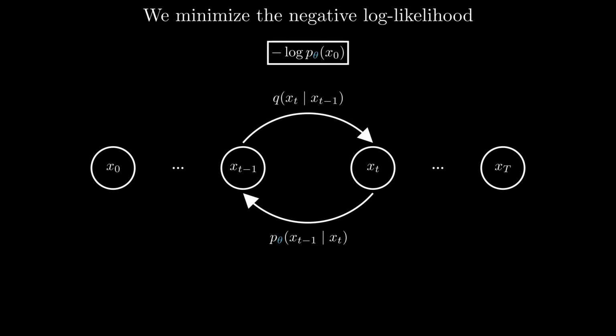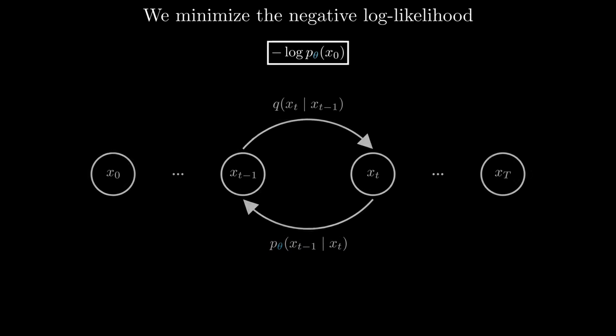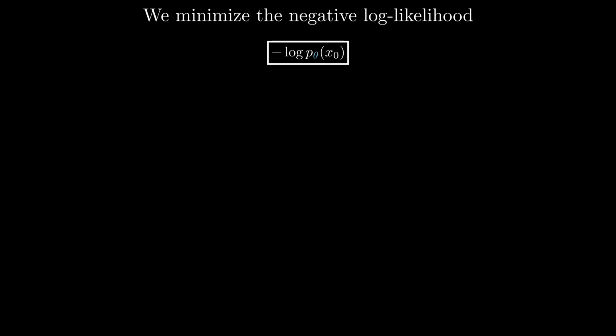If you're not familiar with these types of objectives, don't worry. It simply means finding the set of parameters theta that maximizes the likelihood of generating real samples x0 from our data distribution using the neural network. But instead of maximizing p theta of x0 directly, we minimize the negative log likelihood, which in practice is easier in many cases. Okay, before we go further, let's define some useful notations clearly.